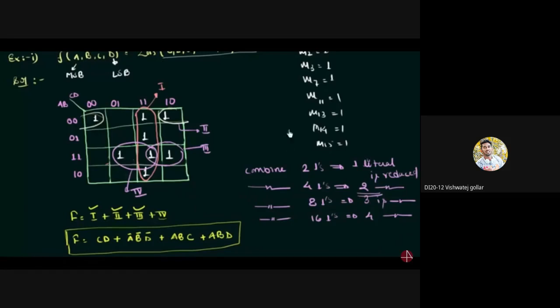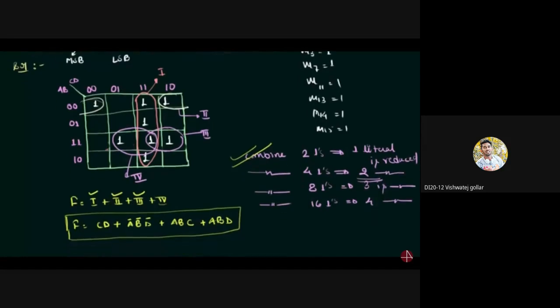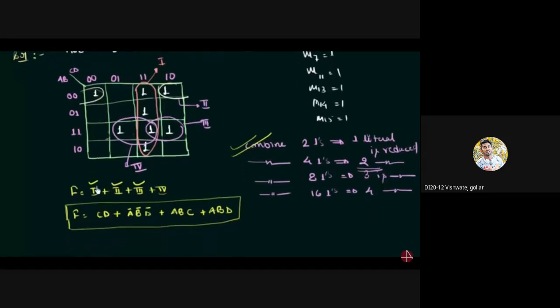The one important thing that we saw in this lecture is that while combining two ones we get rid of one literal, and when we combine four ones two literals are reduced, and we have already seen this in the first prime implicant case. Similarly, for the second prime implicant, we have combined two ones, and by combining two ones we are just rid of one literal, and that literal is C.